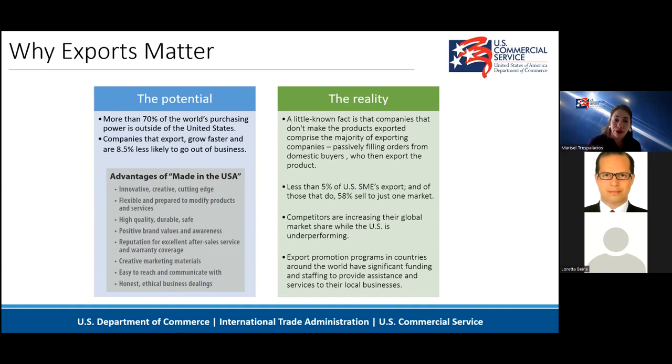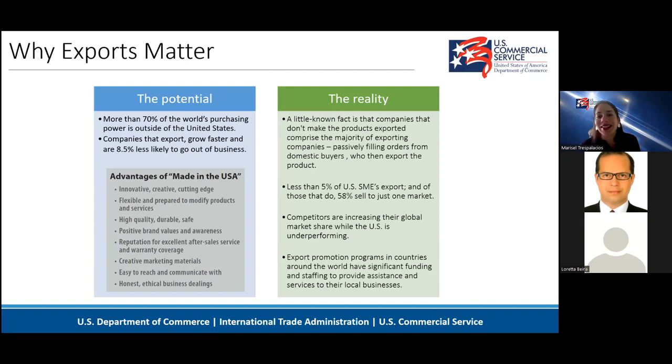I will mention, per experience, that the advantages of the made in the US brand are pretty strong. I have a list in here: innovative, creating cutting edge technology, very well known for high quality. American goods overseas are known for this and are very sought after because of that. Creative marketing materials, easy to reach and communicate with. Those after sales relationships and communication tend to be easier with American companies.